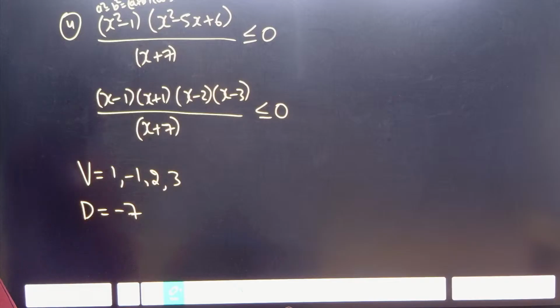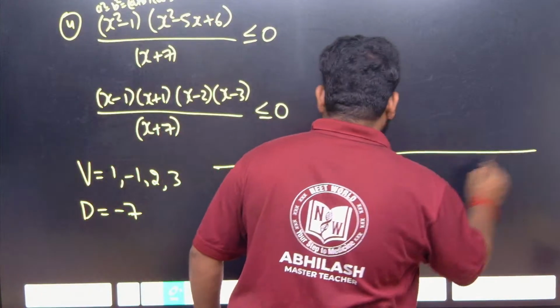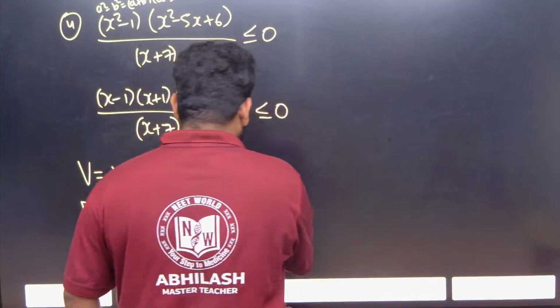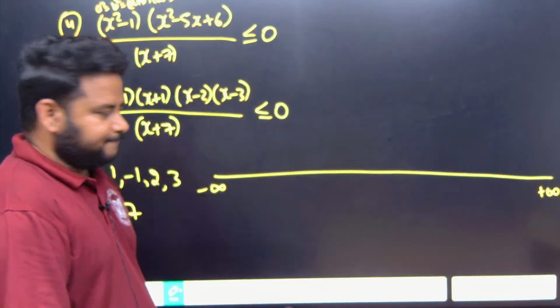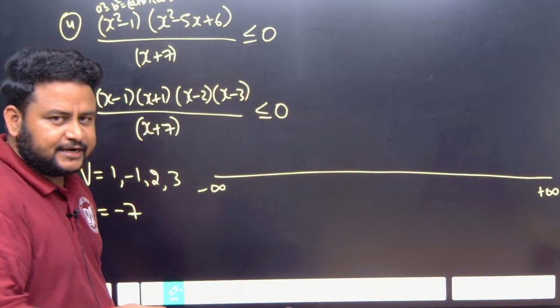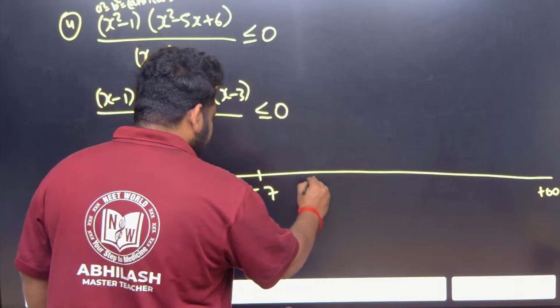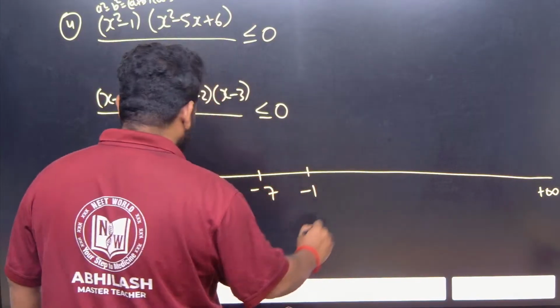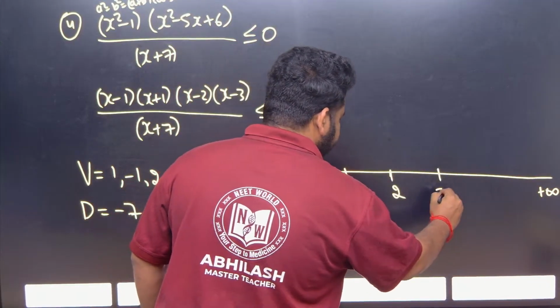Only one value. Now let us use the real line. In the real line, the line starts from minus infinity and ends at plus infinity. So this is the real line. We have to represent these values here in ascending order. That means it starts with minus 7. Just write down these values: minus 1, plus 1, 2 and 3.